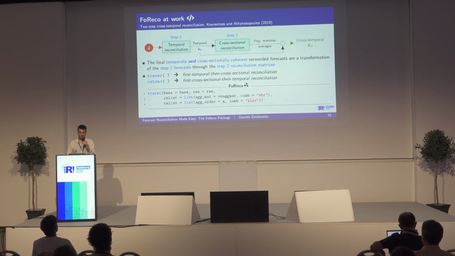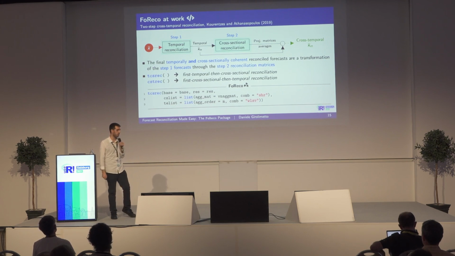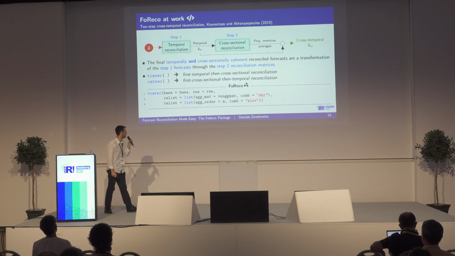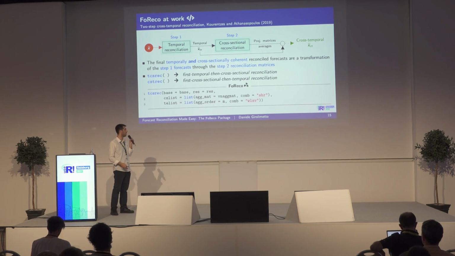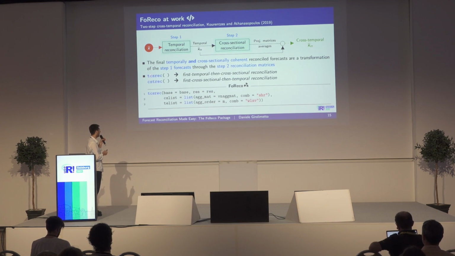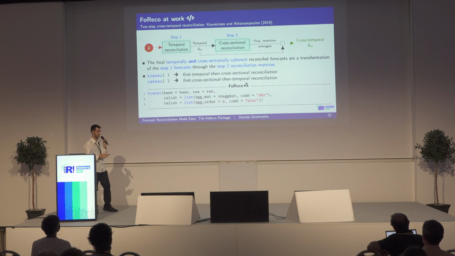So I will skip some of these because I have no time, but just to be very fast, FoReco gives you not only the optimal forecast reconciliation, but also some heuristics from the cross-temporal point of view. For example, here there is a 2-step cross-temporal reconciliation approach proposed by Kourentzes and Athanasopoulos in 2019, where we do a temporal reconciliation first, and then a cross-sectional reconciliation, and then average the projection matrices. In FoReco, we can use the TCS function, temporal then cross-sectional reconciliation, for this order, or we can use the cross-sectional and then temporal reconciliation function if we want to reverse the order.